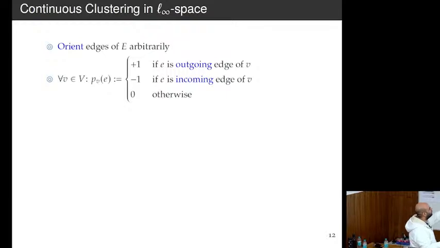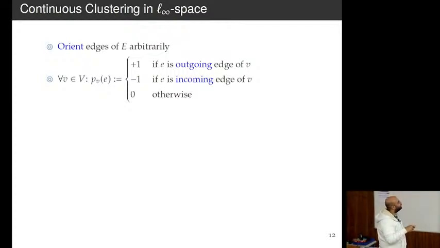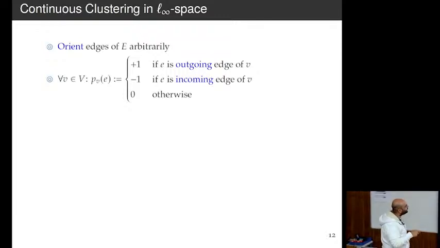So look at the vertex V, so the point PV corresponding to it. And you look at the eth coordinate corresponding to the edge E. It's +1 if E is an outgoing edge of V, -1 if E is an incoming edge of V, and 0 otherwise. So in other words, if V is of degree D, then you have D coordinates in which it's either +1 or -1 and then 0 everywhere else.